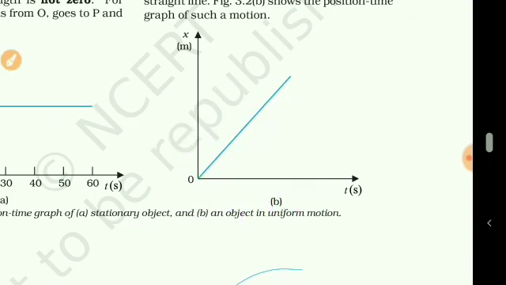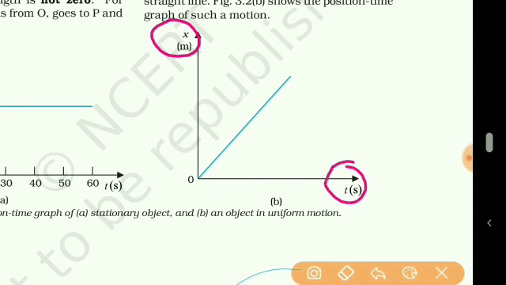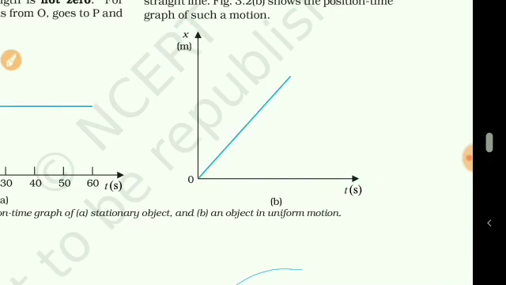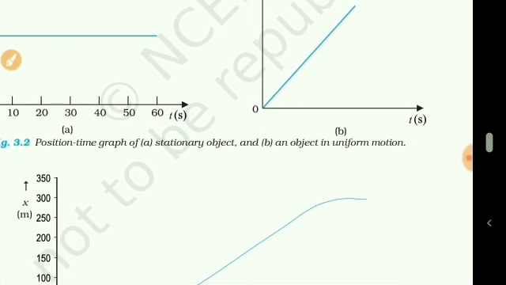And so students, always whenever the position time graph, this is position and this is time, is a straight line, the motion is considered uniform motion. Here also it was a straight line but horizontal, here it is a slanting line. So when there is a uniform motion, the position time graph will be a straight line.